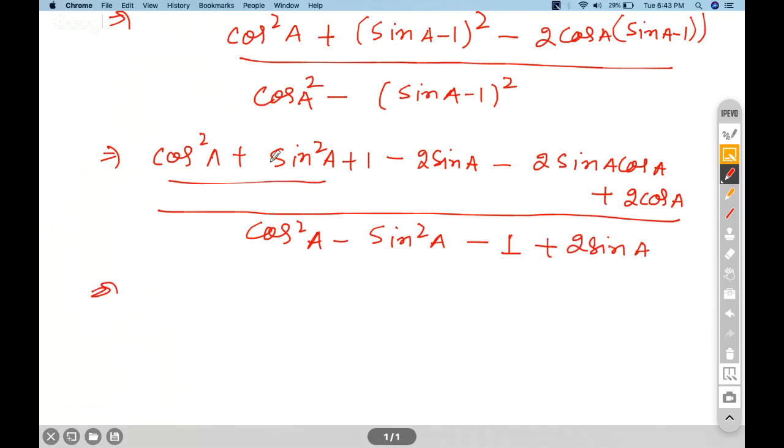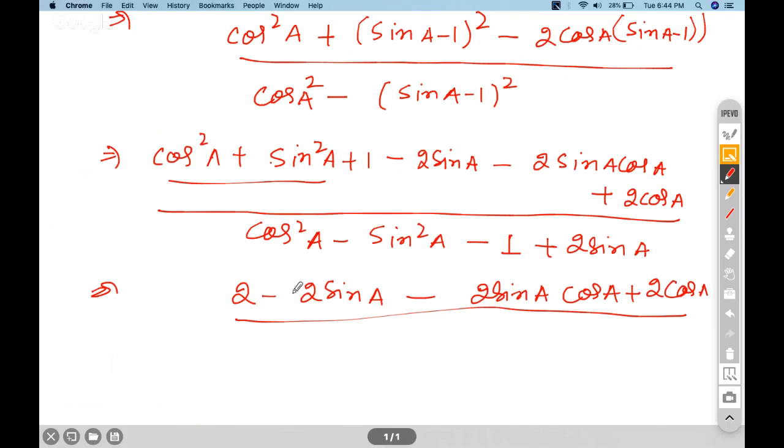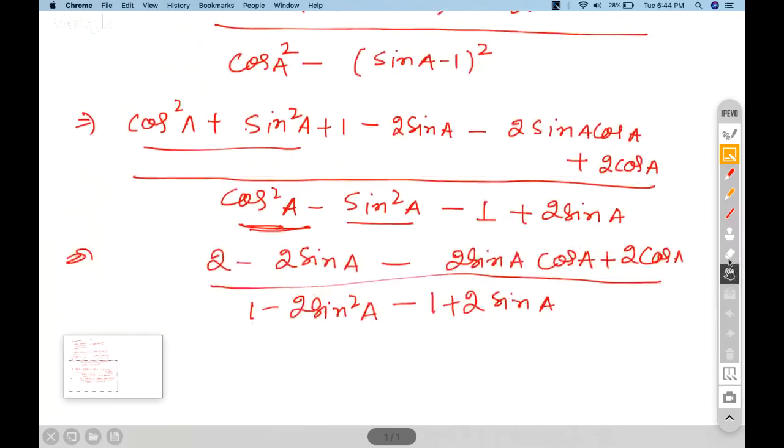So this is 1, so I'm writing it 1 plus 1, 2, 2 minus 2 sine A, minus, let me write it as it is, 2 sine A cos A plus 2 cos A. And what I get here is I can convert it into 1 minus 2 sine square A, and this cos square is, and this is minus 1 plus 2 sine A. So this is nothing but what I have to prove here. Just let me check. Cosec A plus cot A.